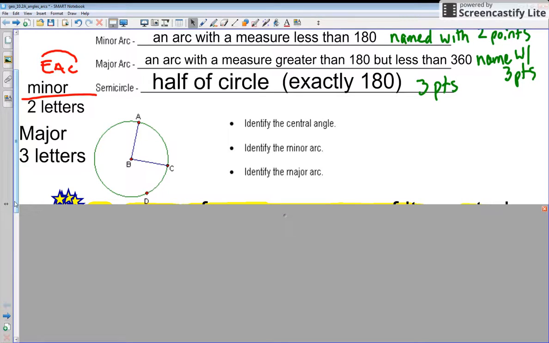So our central angle, we can see here, we could call A to B to C. We could call that angle B because that's the only angle with the vertex at B. We could call it angle ABC. Obviously, we could call it angle CBA. We have all those different options.